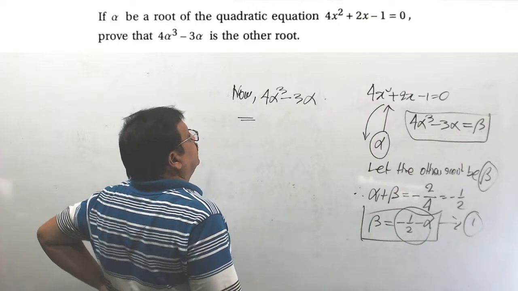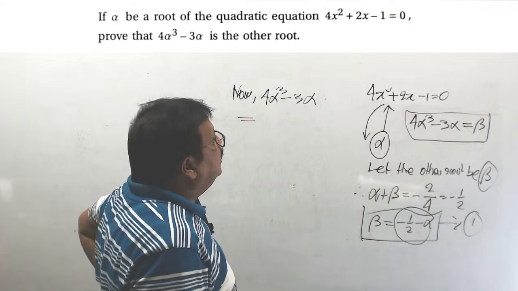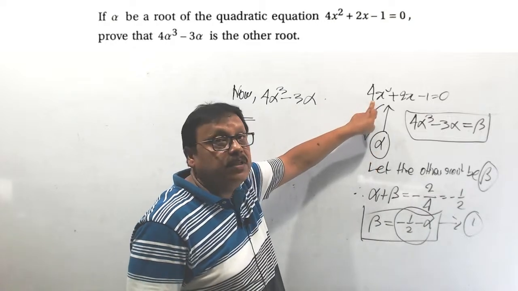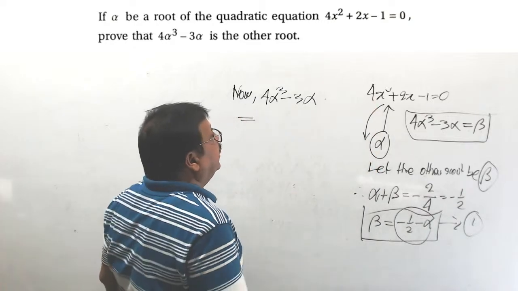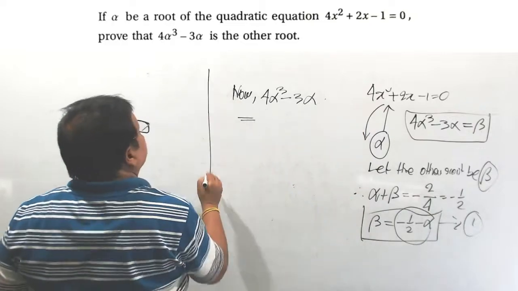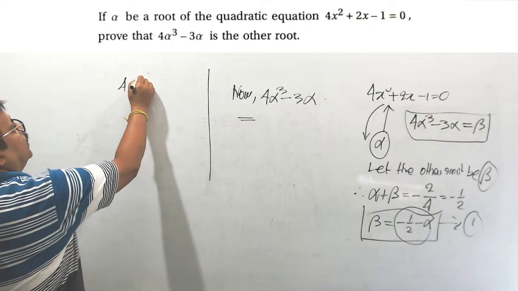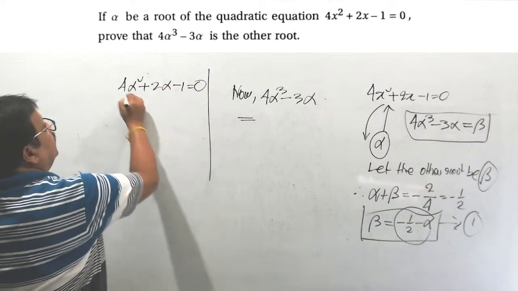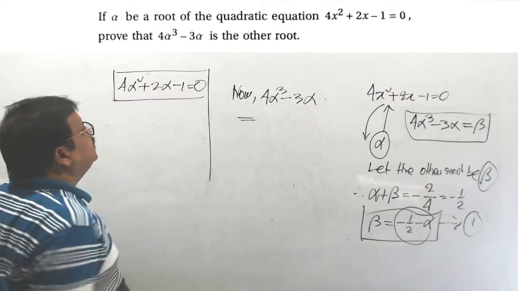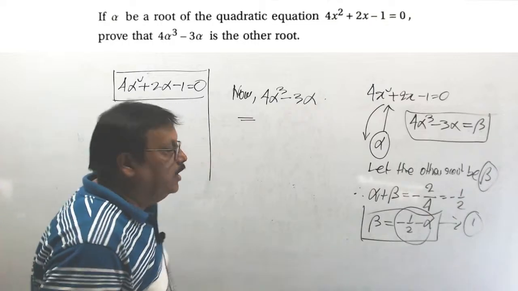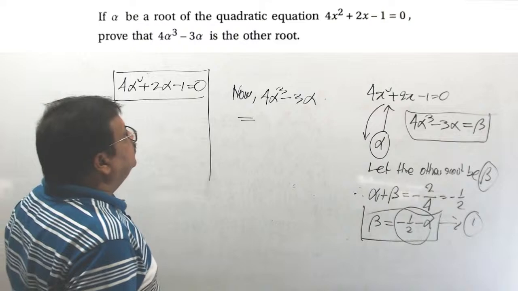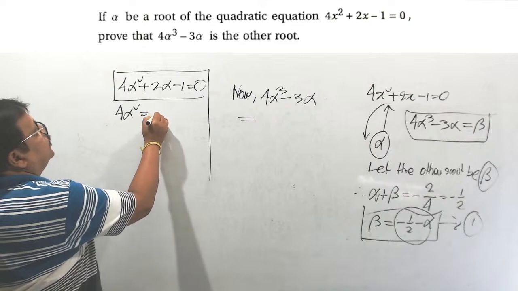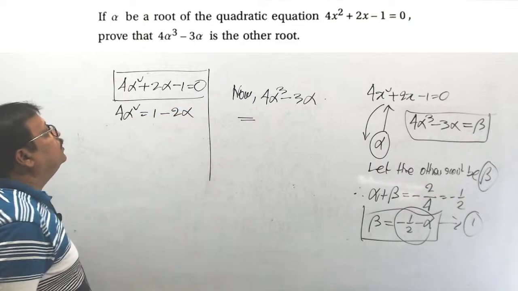Okay, this equals to what? In between, see one thing, alpha is the root of this equation, isn't it? Therefore, of course, alpha will satisfy this equation. If alpha satisfies this equation, then what we can write? 4 alpha square plus 2 alpha minus 1 equals to 0, isn't it? Since alpha is the root of this equation, this alpha will satisfy this one, correct? Now from here, 4 alpha square is equal to what? 1 minus 2 alpha, isn't it? 1 minus 2 alpha.